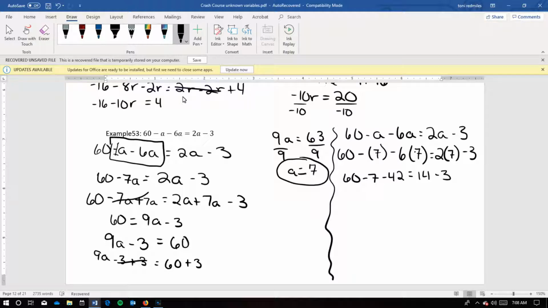60 minus 7, I'm just going to work left to right. If I take 7 away from 60, I'm going to have 53. If I take 42 away from 53, I'm going to have 11. One more thing I have to do is the other side. 14 take away 3 is also 11, and it checks. So a is 7. It's the only number it can be in this situation because I have stuff on both sides of the equal sign.